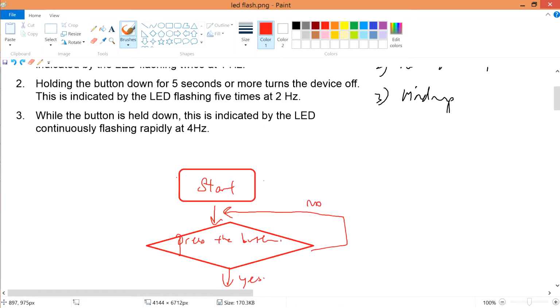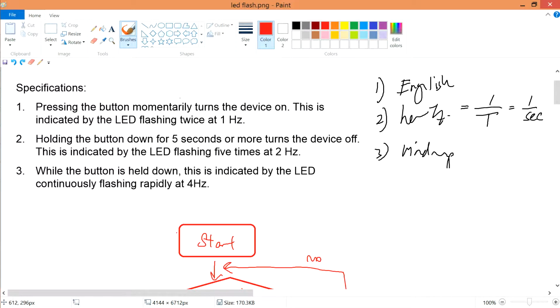Next, let's ignore the twice at 1 Hz first. Let's define where the device is off. The device is on, so definitely it will be off one time.